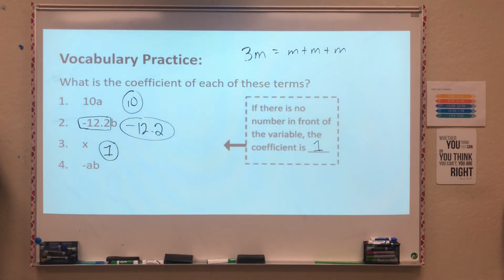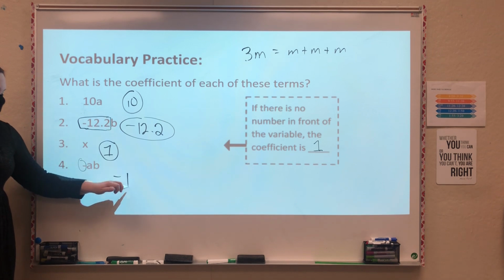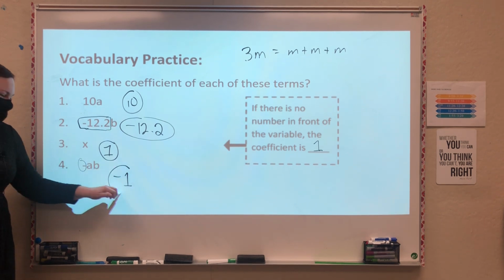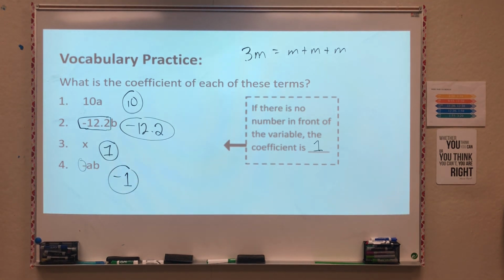So use what we just learned there to help us with number 4. Number 4, what would that coefficient be? What do you see in front of the variables? There you go. There's that negative sign. So it's just like this one, except now the coefficient is negative 1. How are we feeling about identifying coefficients?